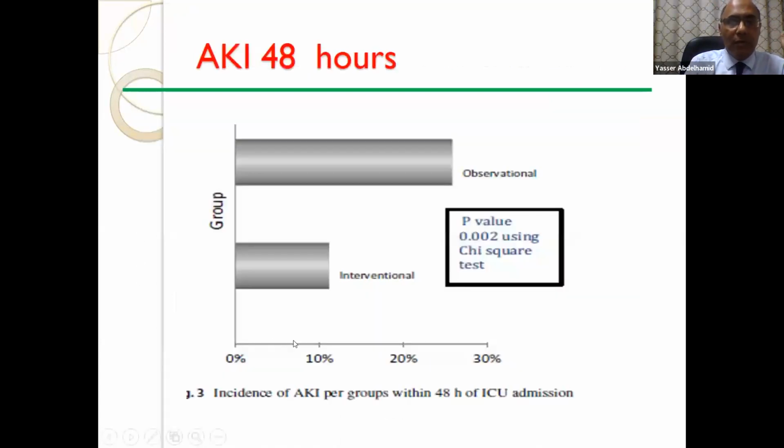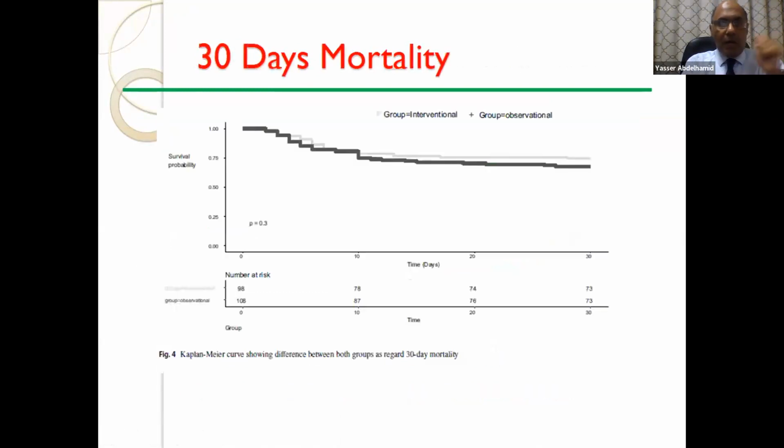And this is what we found. In the observational arm, there was a higher incidence of AKI at 48 hours, while in the intervention arm, there was a lower incidence, which was a significant change. Regarding 30-day mortality, although it was not significant, the interventional group was found to have lower mortality than the observational group.